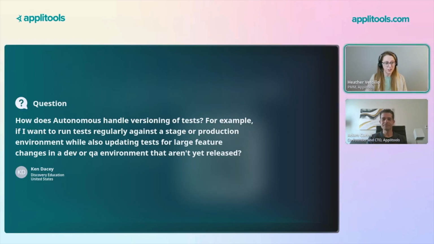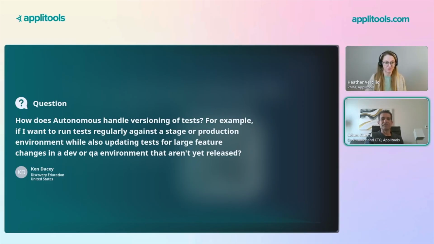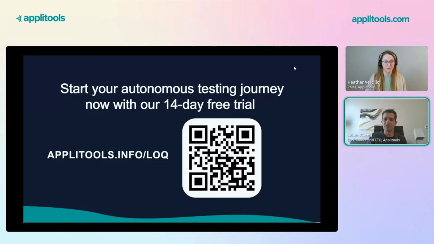All right, next question. How does Autonomous handle versioning of tests? For example, if you want to run tests regularly against a stage or production environment, while also updating tests for large feature changes in, say, a dev or QA environment that aren't yet released? Yes, so right now the way that you would need to handle it is you will need to create separate applications for those separate versions of your tests.